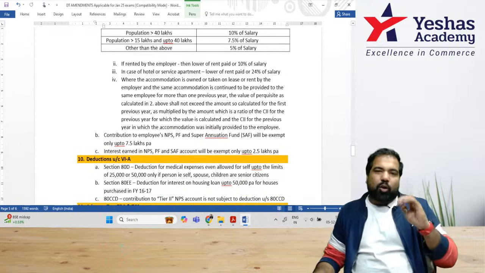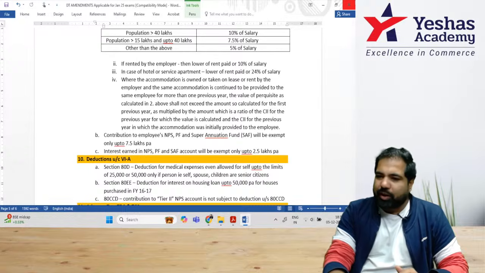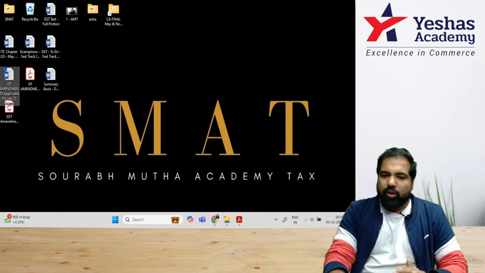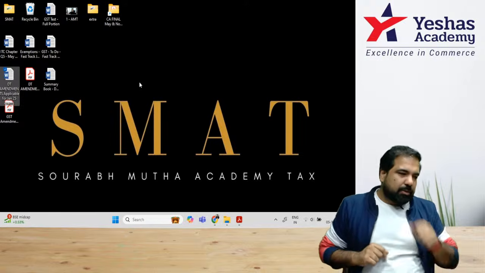Guys, your book along with my handwritten notes, actually just my handwritten notes along with these amendments will see you through. Don't worry about anything else. These are all your DT amendments. Tomorrow we'll also have a session for GST amendments.